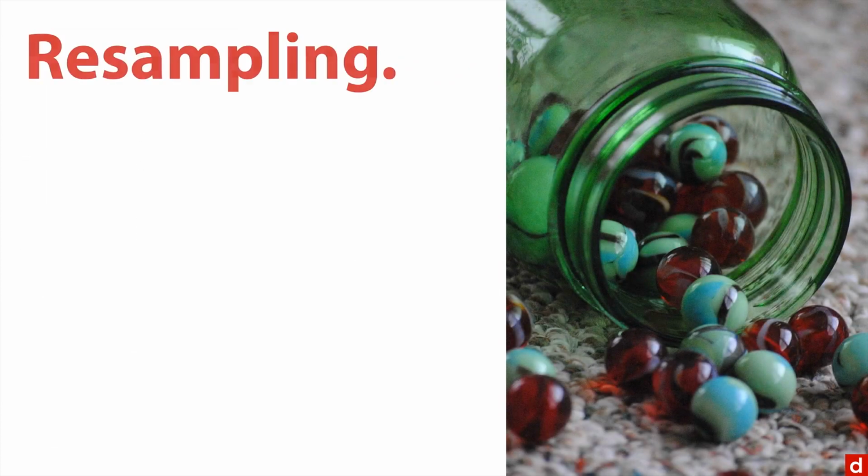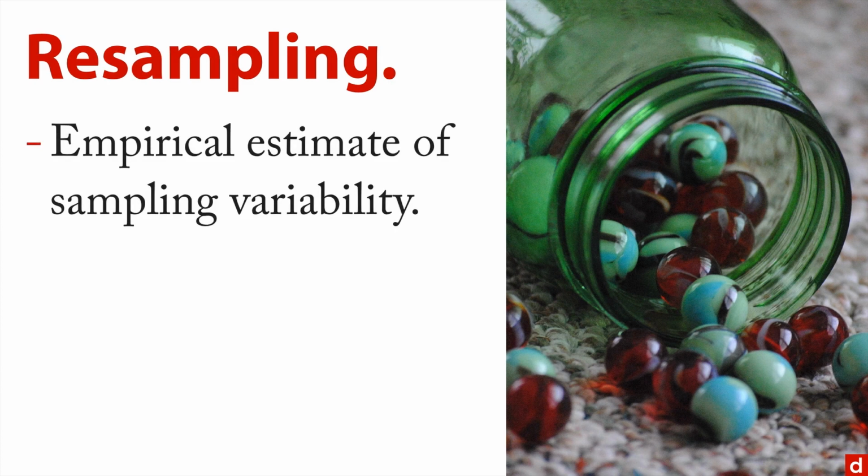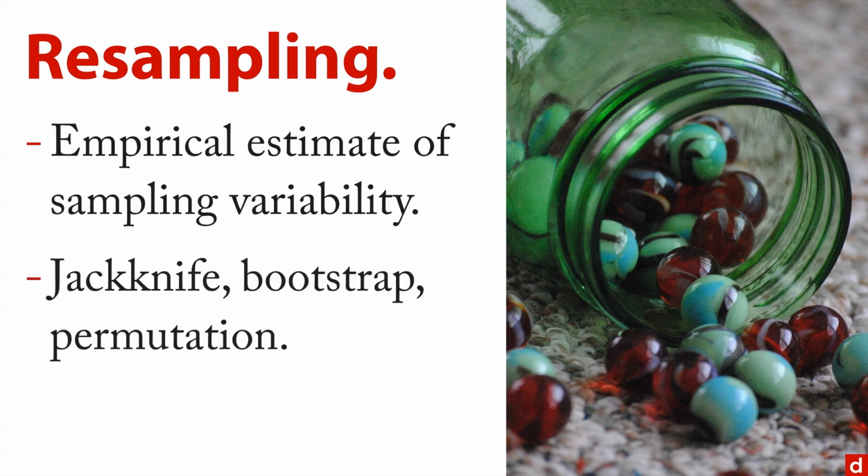Next is the principle of resampling. And that's like pulling marbles repeatedly out of a jar, counting the colors, putting them back in and trying again. That's an empirical estimate of sampling variability. So sometimes you get 20% red marble, sometimes you get 30, sometimes you get 22, and so on. There are several versions of this. They go by the names the jackknife and the bootstrap and the permutation. And the basic principle of resampling is also key to the process of cross-validation. I'll have more to say about validation later.